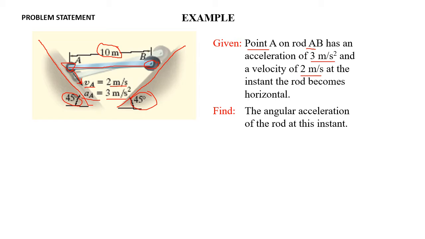Now they ask us to find the angular acceleration, our alpha term, of the rod at this instant when the rod is horizontal. So for our plan, we're going to follow our general problem solving methods in order to come up with a solution for this problem.